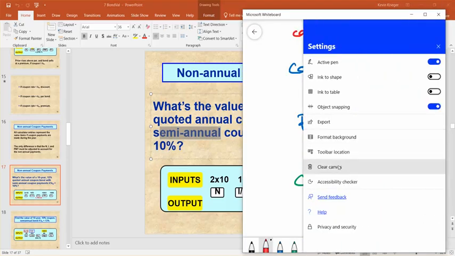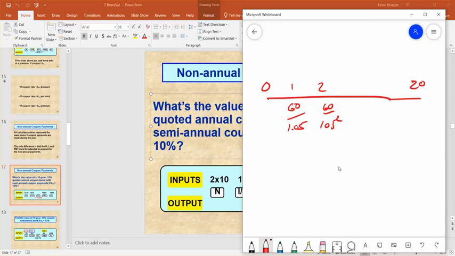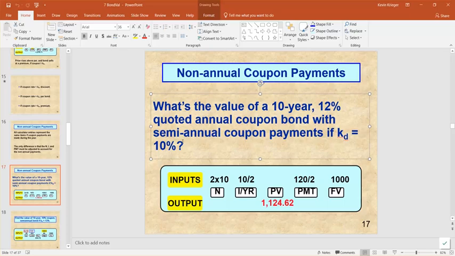Well, what it really means is that you have 20 of these periods, because it's 10 years, and every period you're paid $60 of interest. And it's divided by 1.05, squared, all the way through the end to the 20th, and you're still repaid the same lump sum. But when you do the math on this, it spits out 1124.62. What are the changes that I've made?